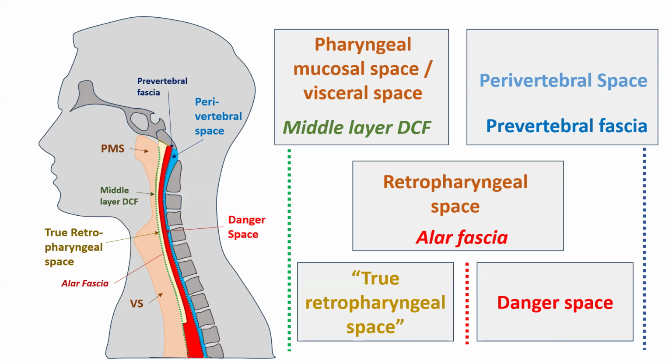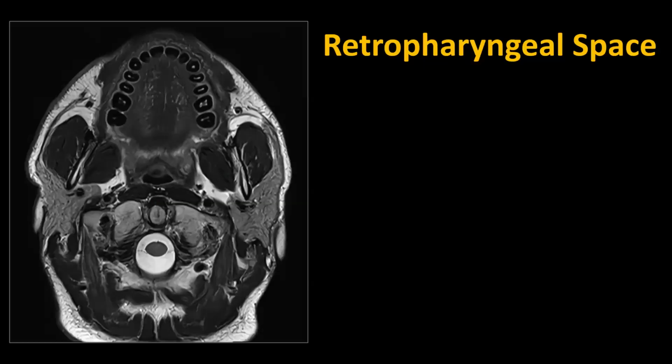And why the danger space? Because this space extends all the way to the mediastinum. So if you have a disease process involving the danger space, this disease process can extend all the way to the mediastinum. So when it's an infectious process, it can cause mediastinitis. Okay, so this is the anatomy of the retropharyngeal space.